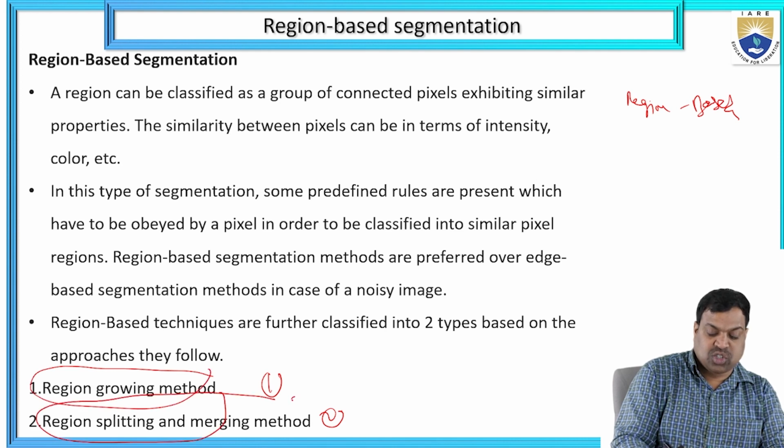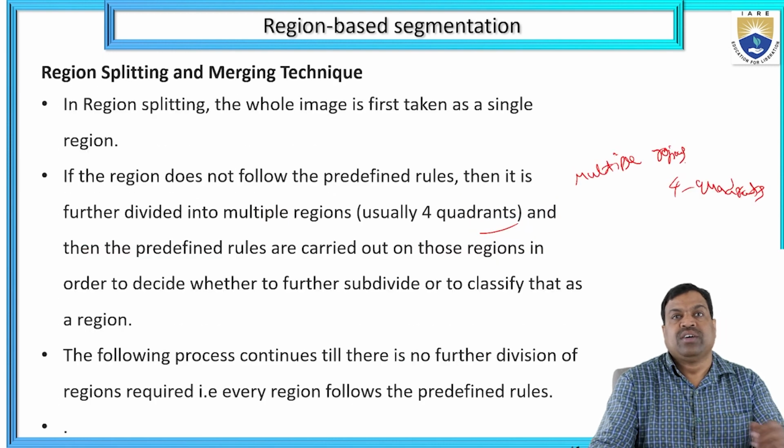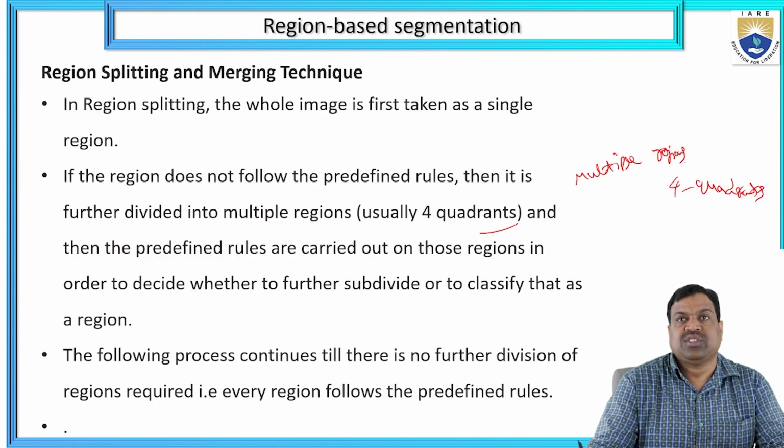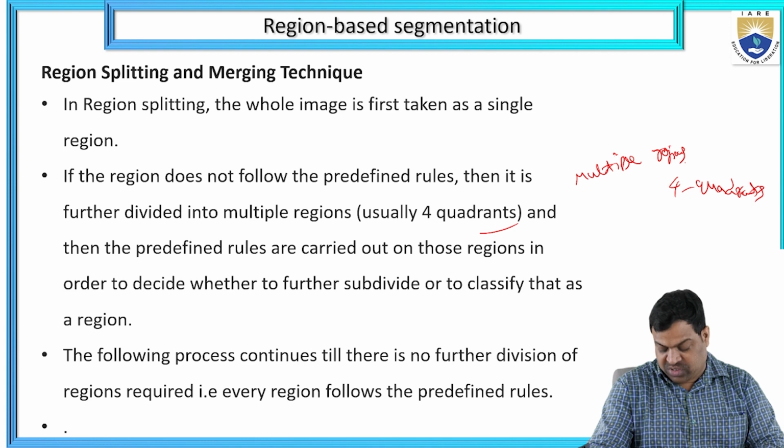Another is region splitting. It is the second type. In region splitting, the whole image is first taken as a single region. If the region does not follow the predefined rules, it is further divided into 4 regions, the 4 quadrants, and the predefined rules are carried out in those regions in order to decide whether to subdivide them further. The process continues until no further division of regions is required, that is, every region follows the predefined rules.